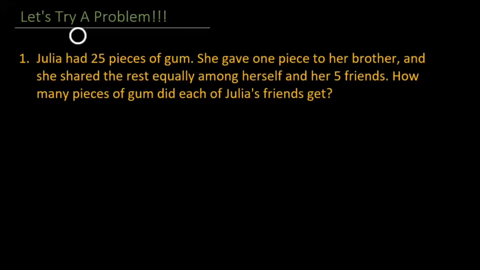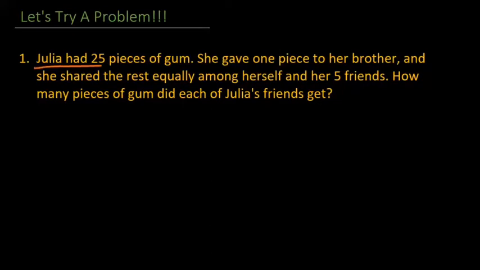So now let's try a problem. The first question is, Julia had 25 pieces of gum. She gave one piece to her brother and she shared the rest equally among herself and her 5 friends. How many pieces of gum did each of Julia's friends get? So let's underline some key points to keep in mind. Julia had 25 pieces of gum.